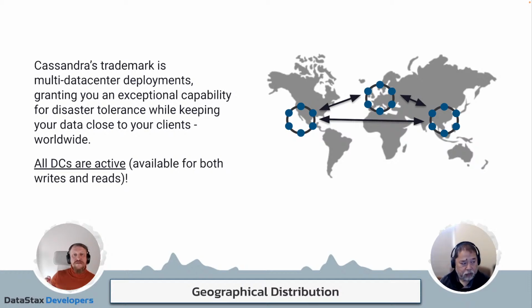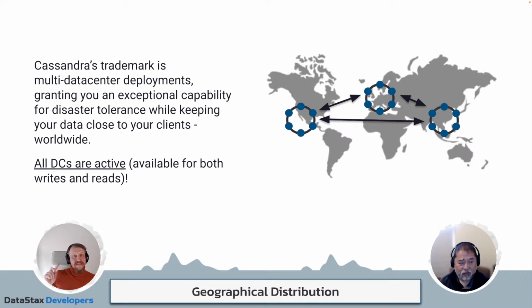It's very important for the customers because we keep data close to customers. It's very important for disaster tolerance. So even if you have a real disaster, typhoon or whatever, tornado destroying your data center, your other data centers with this data will be available. And finally, all data centers are active.